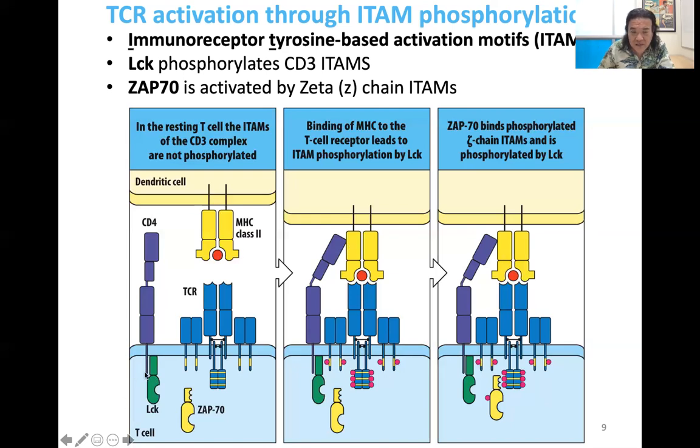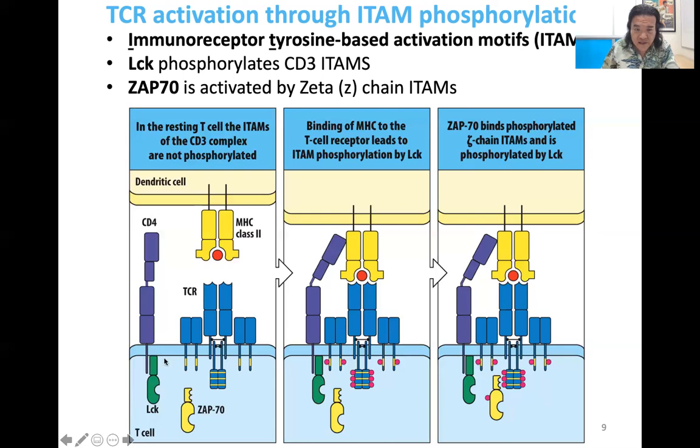This green protein that's on the cytoplasmic side of the CD4 coreceptor, LCK, is a kinase, right? So a kinase is a protein that will take phosphate groups and stick them onto other targets. In this case, this LCK would love to phosphorylate other proteins, to put phosphate groups on other proteins. But if there are no other proteins close to it, it's not going to do anything, right?